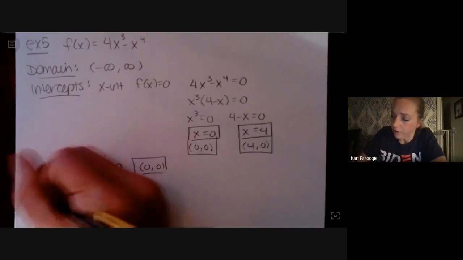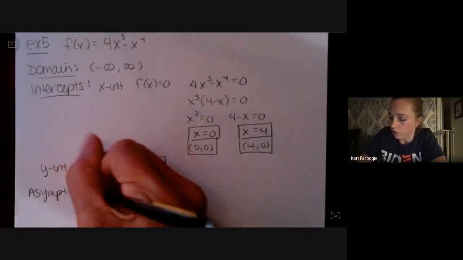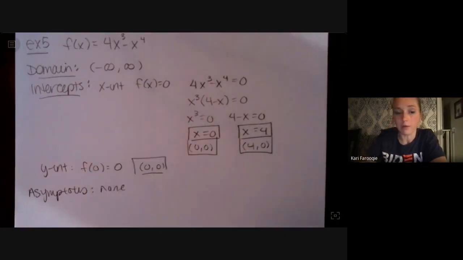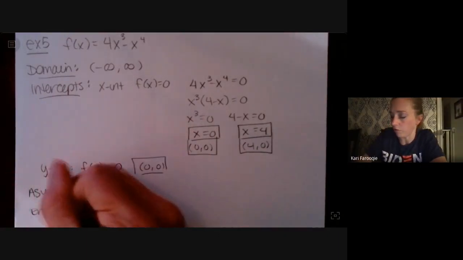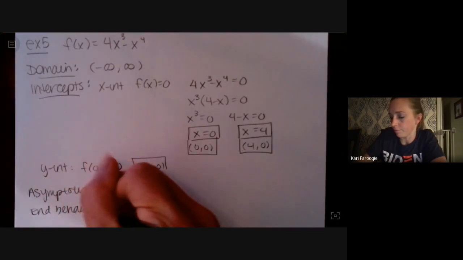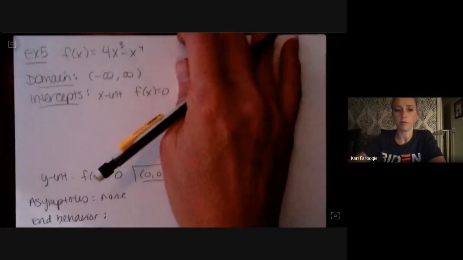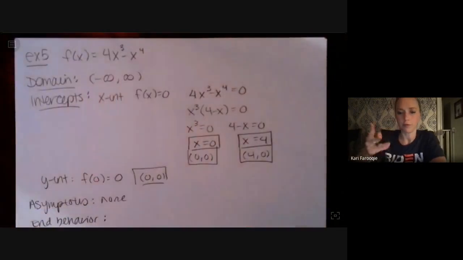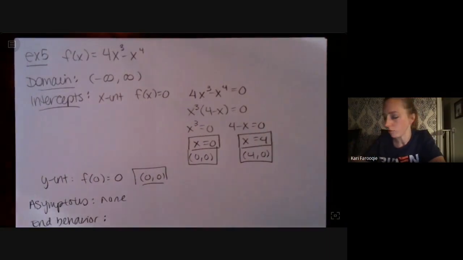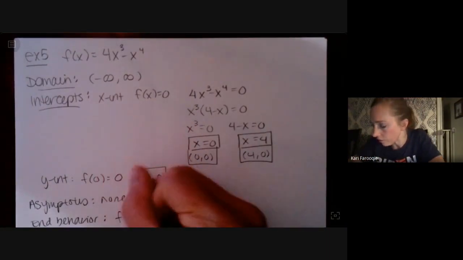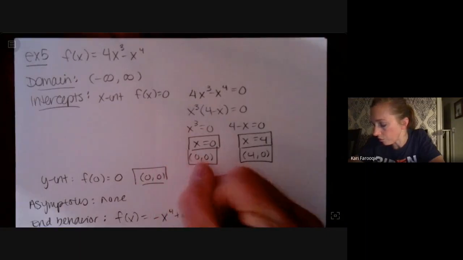The next thing you're looking for is asymptotes. Polynomial functions don't have asymptotes, but we do need to talk about end behavior. We did talk about end behavior when we were talking about limits at infinity with these polynomial functions. We need to, first of all, write this in descending order. A lot of times it's written so that the order of subtraction is just right, but we can rewrite f of x as negative x to the fourth plus 4x cubed.